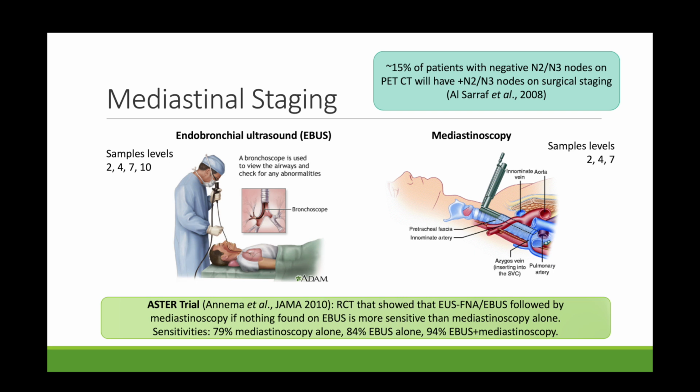There is a trial called the ASTER trial to be familiar with, and it's basically a randomized trial, and its results aren't mind-blowing. Basically, they found that an endobronchial ultrasound is more sensitive than a mediastinoscopy alone. The most sensitive results we can get are if we first perform an endobronchial ultrasound and then perform a mediastinoscopy if nothing is found on the endobronchial ultrasound. But I would say the preferred approach for mediastinal staging is for us to get that bronchoscopy with what we call EBUS, or that endobronchial ultrasound.